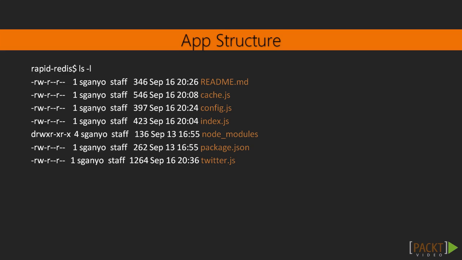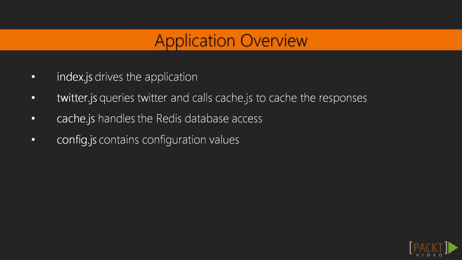Now, if you look at the directory structure of what you just downloaded, you're going to see something similar to this. There's only a few files. There's a README file, which gives you some basic information that we're going to cover here anyway. We have a cache, config, index, package.json, and Twitter, and then node modules, which is basically your dependencies. And the quick rundown on this is index.js is actually what drives the application, reads from the command line, and then runs the query. Twitter.js queries Twitter and then calls cache.js to cache the responses. Cache handles the database cache, the Redis cache, and then config has some config values. And we'll go over all this too.